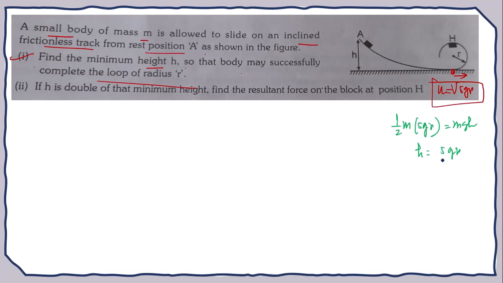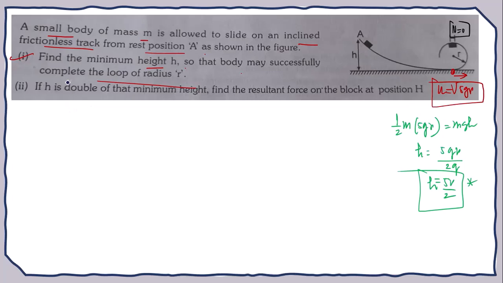5gr by 2g, that is 5r by 2. H should be equal to 5r by 2. So from this height, the particle has to drop so that it can complete the vertical circle. Once it completes the vertical circle, the minimum condition is that at that particular point at h, the normal should be equal to 0.